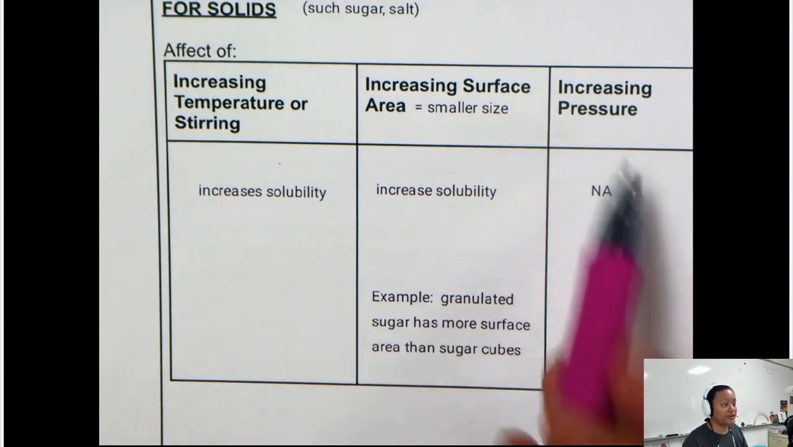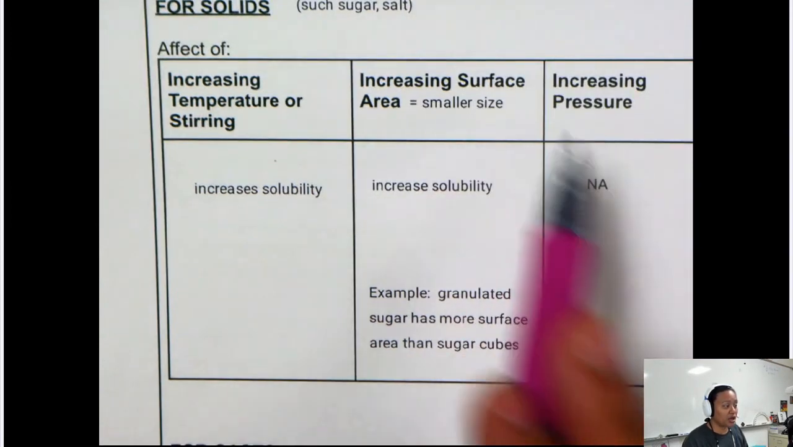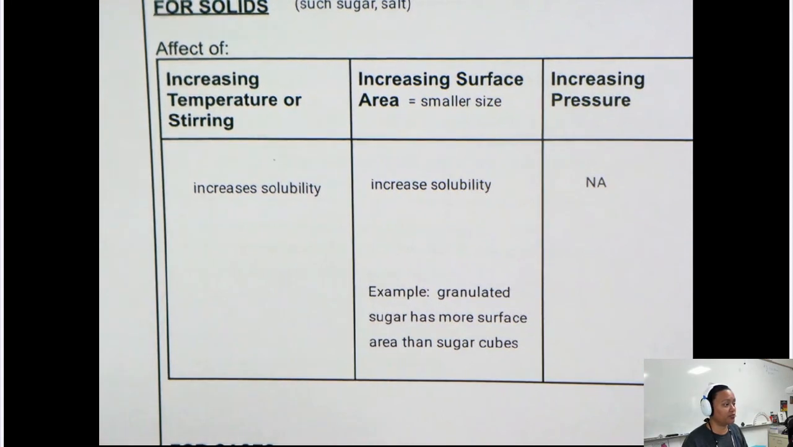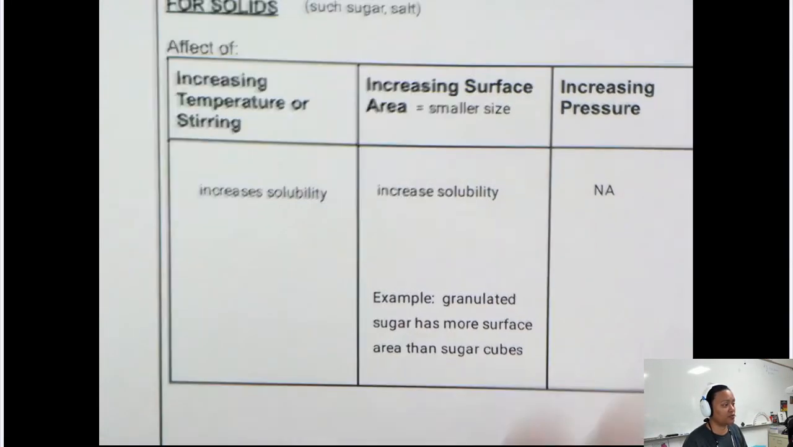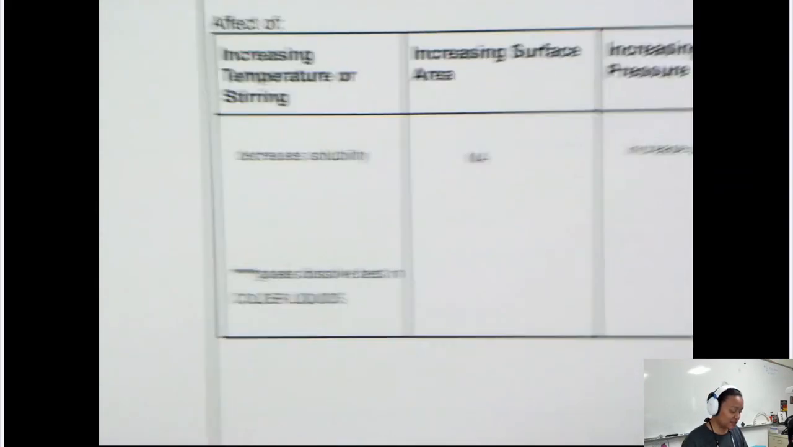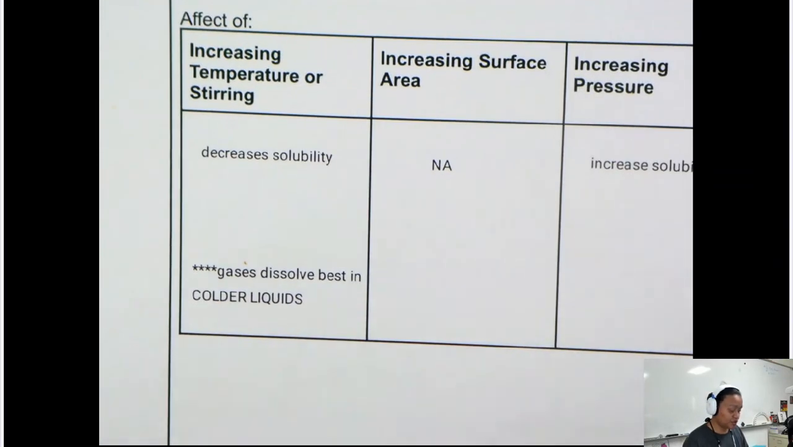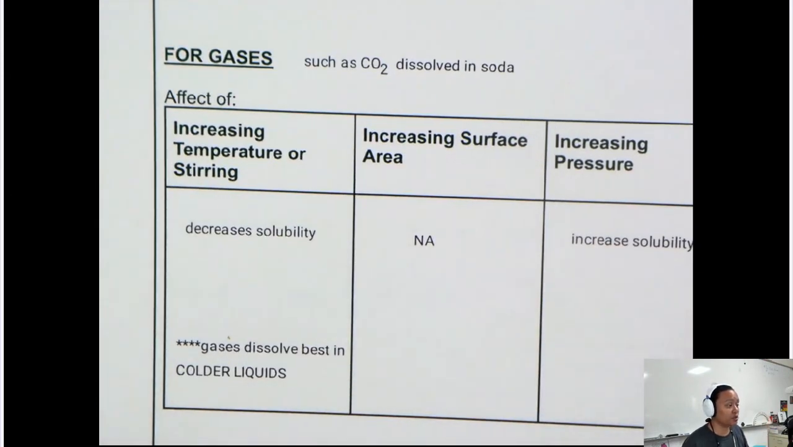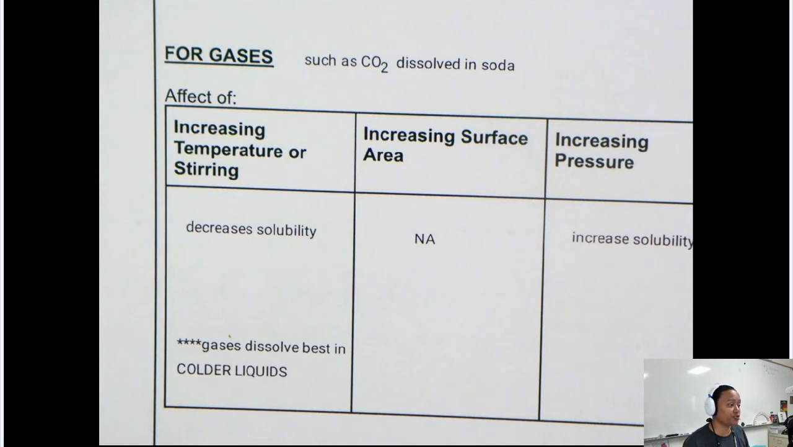And as far as a change in pressure, that is not going to change the solubility or affect the rate of dissolving for solids. Now, on the other hand, gases are different, such as carbon dioxide. Carbon dioxide is dissolved in soda. So if you increase the temperature of the liquid, and remember, soda is mostly water, so your solvent is going to be water.